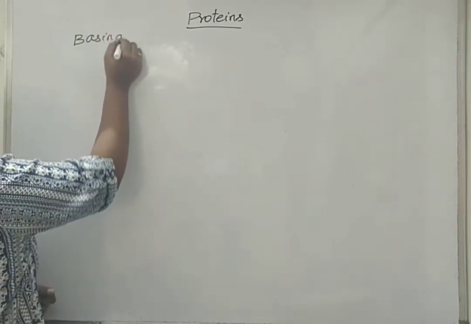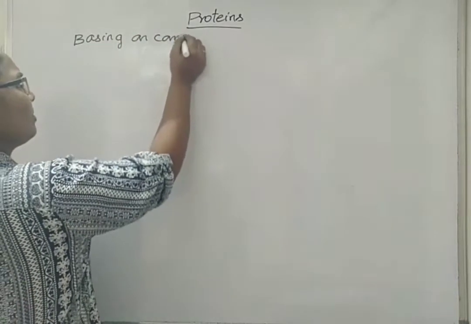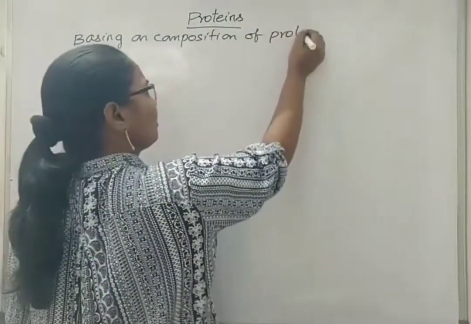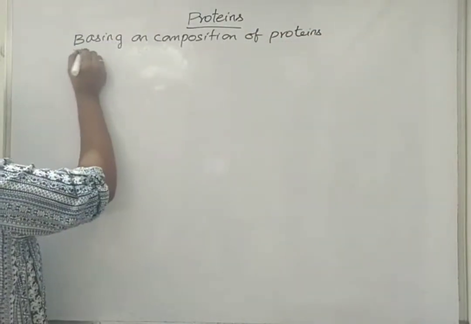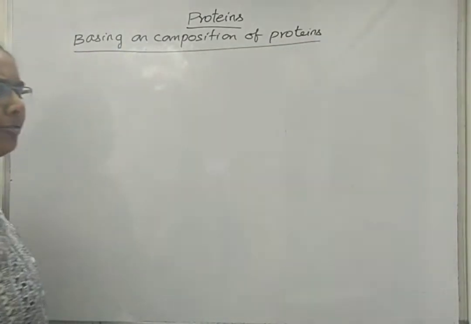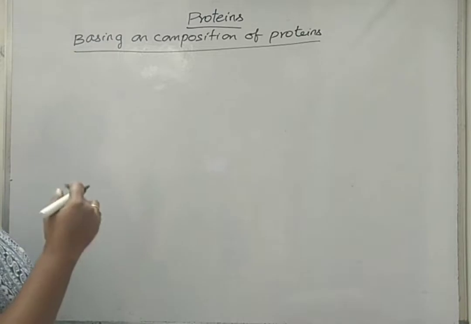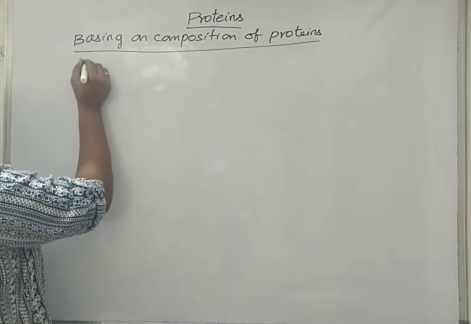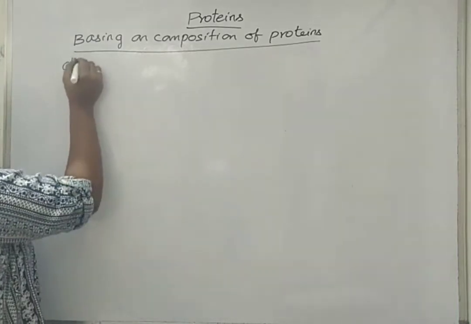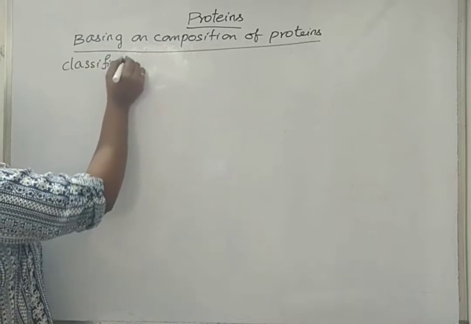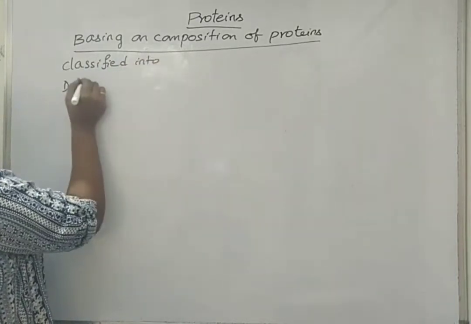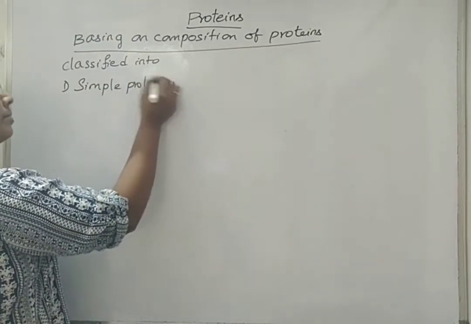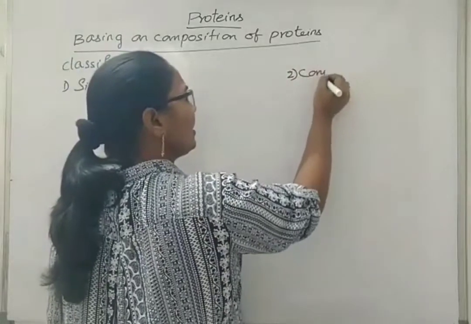Based on the composition of protein, again, proteins are of different types. I am not telling their number and all that here. We are seeing the types. Proteins are classified into, first, simple proteins, second, conjugated proteins.